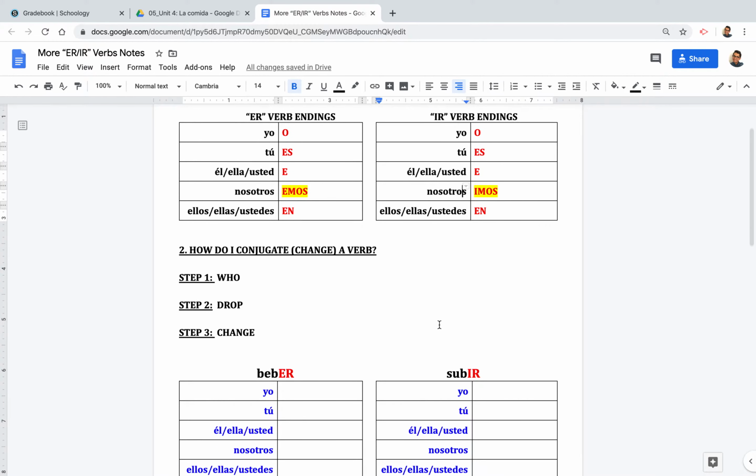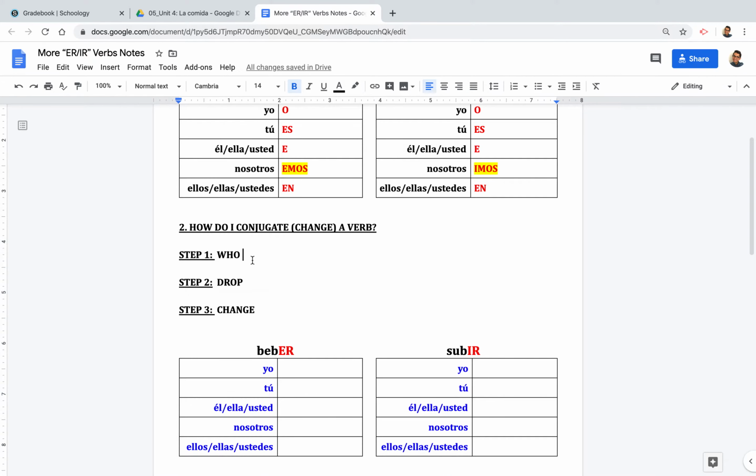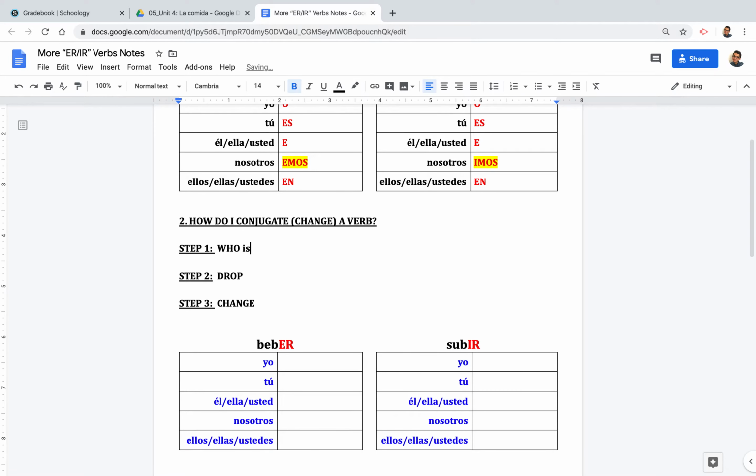All right, moving on to the second part of our notes today. We're going to review how we conjugate a verb. Whether it's an AR verb, an ER verb, or an IR verb, the conjugation is the same thing. We always have to ask ourselves for step one, who is doing the action? Step two, I'm going to drop the ending. Whether it's AR, but in this case, it is ER and IR. Those are our endings that we're focusing on this week. And lastly, step three, I am going to change the ending to say who is doing the action.